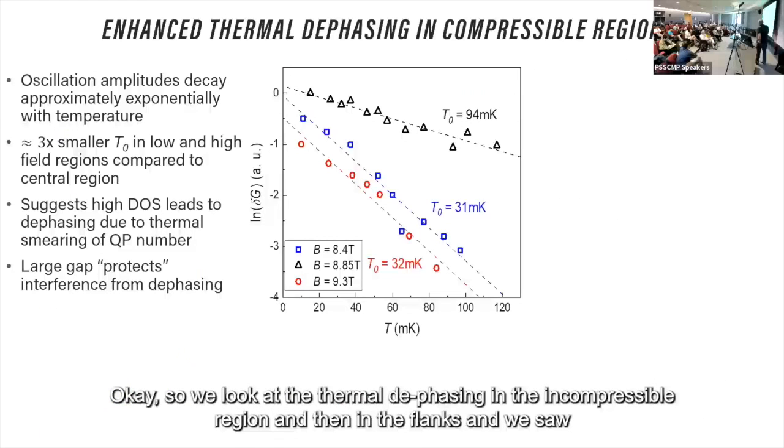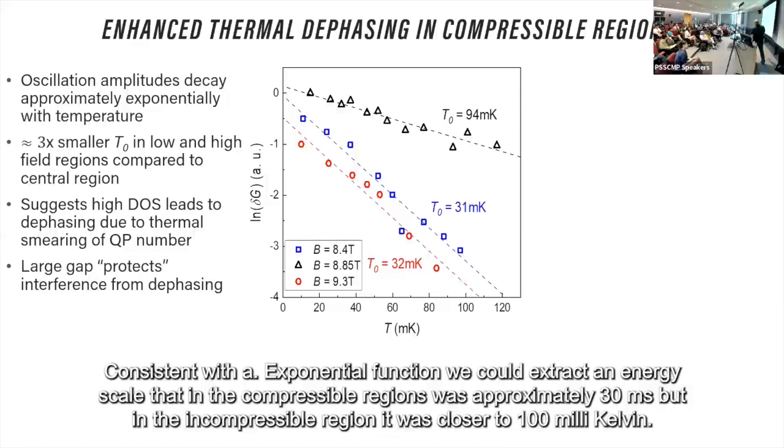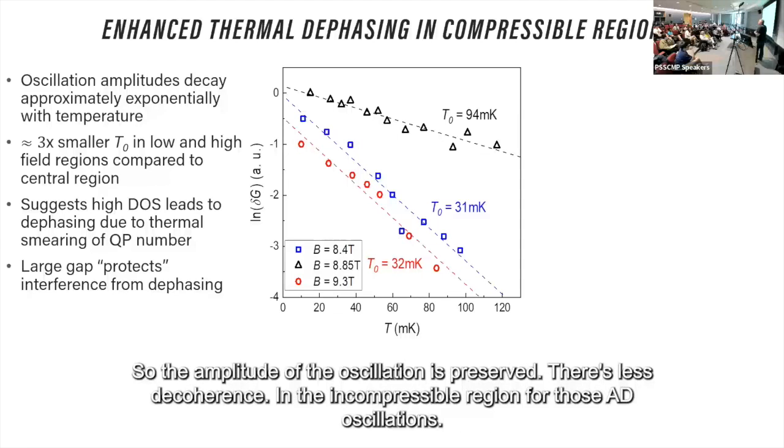Okay, so we looked at the thermal dephasing in the incompressible region and then in the flanks, and we saw behavior consistent with an exponential function. We could extract an energy scale that in the compressible regions was approximately 30 millikelvin, but in the incompressible region was closer to 100 millikelvin. So the amplitude of the oscillation is preserved. There's less decoherence in the incompressible region for those AB oscillations.